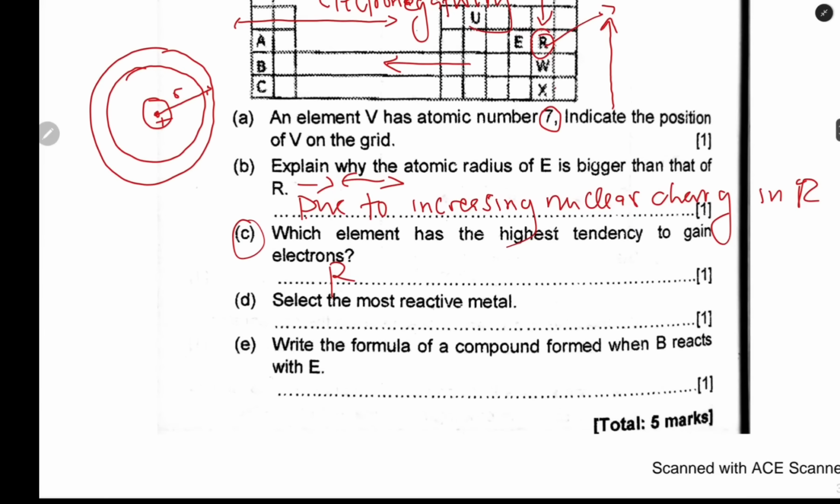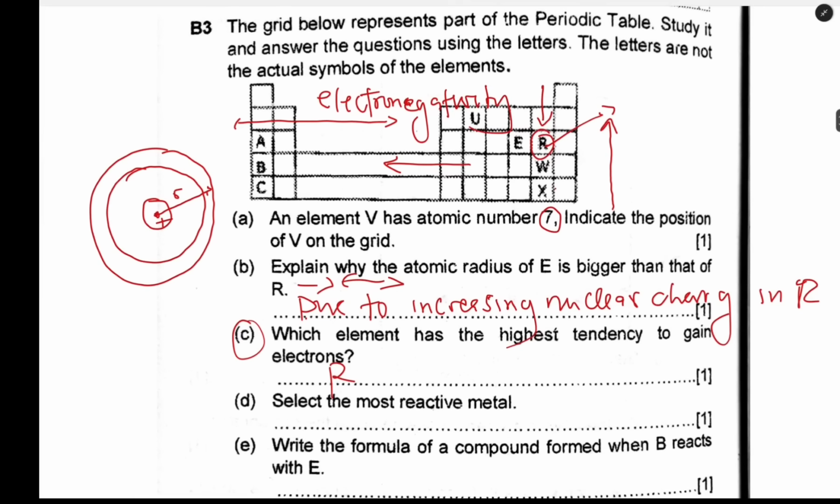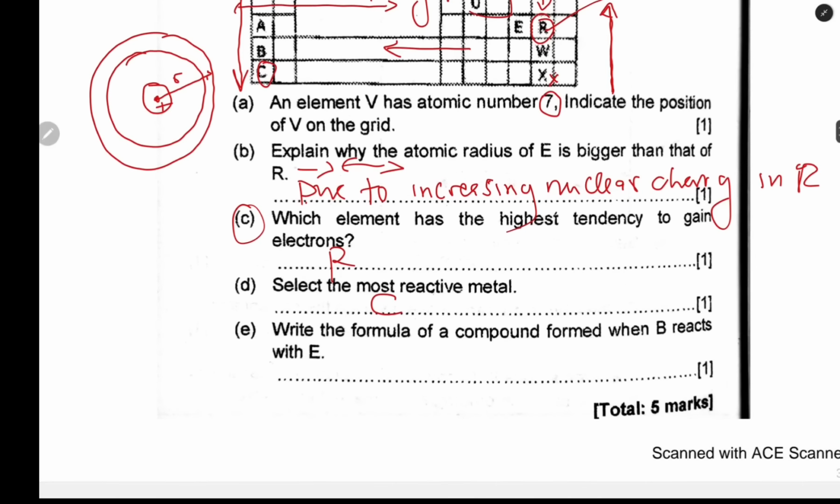Then they are saying select the most reactive metal. Now what I've just explained is the opposite to metals. We said as we go up, the reactivity of non-metals increases, which means the most reactive is the one on top, and the less reactive is the one at the bottom. But for metals, it's different. As you go down, reactivity increases. So the most reactive is this one at the bottom, and therefore the most reactive metal is C.